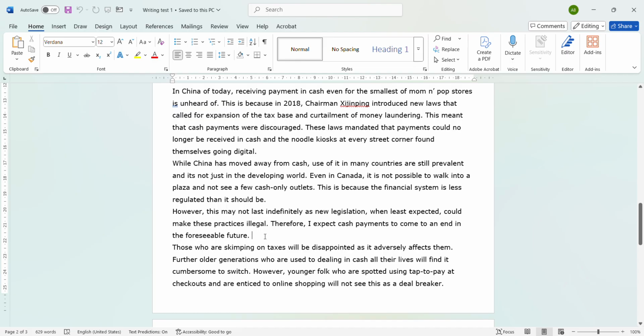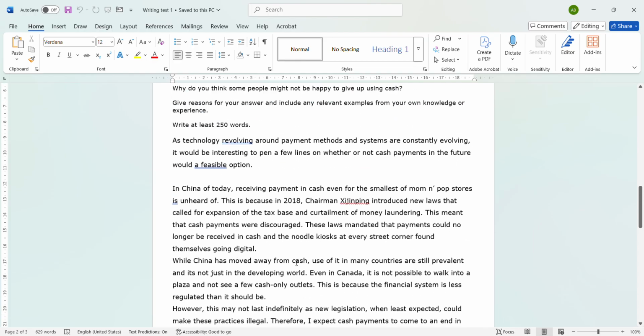However, this may not last indefinitely, as new legislation, when we least expect, could make these practices illegal. Therefore, I expect cash payments to come to an end in the foreseeable future. So here I'm giving my opinion that even though cash payments are still around quite a bit, they can be on the decline, and they might not be here to stay forever.